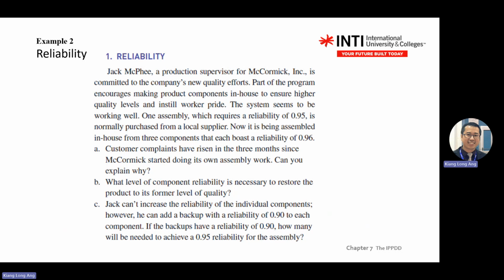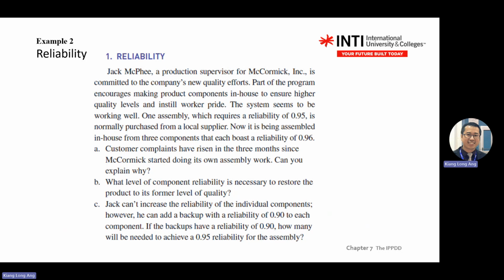Can you explain, A, why customer complaints have risen in the 3 months since they started their own assembly? What is the required value? Your explanation should mention customers expect reliability of 95%, but from the calculation, the assembled parts give you a total reliability of 0.885, lower than 95%.